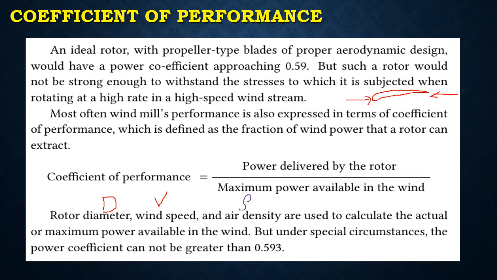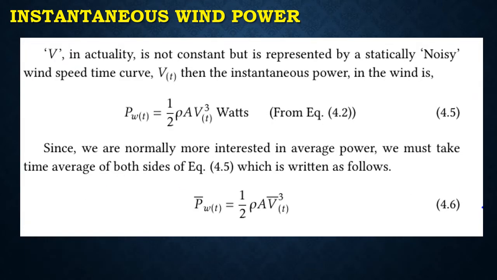These are the things on which generally the power delivered by the rotor depends, but under certain special circumstances the power coefficient cannot be greater than 0.593. Again, power coefficient cannot be greater than 0.593 whatever the conditions, whatever the material, whatever sophisticated technology you use. The next derivation is instantaneous wind power.